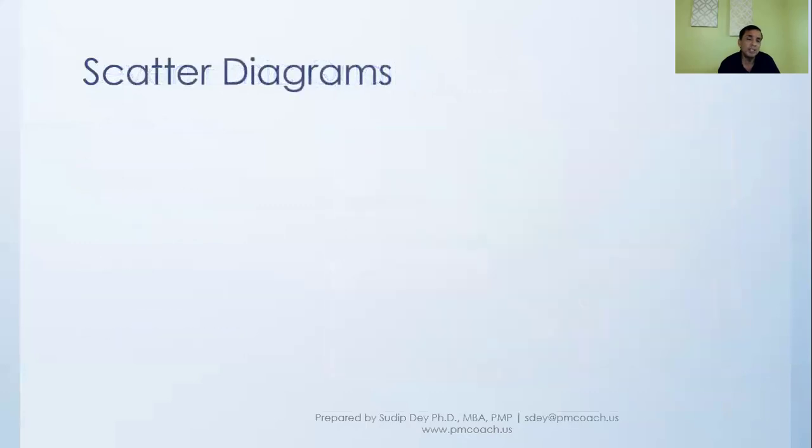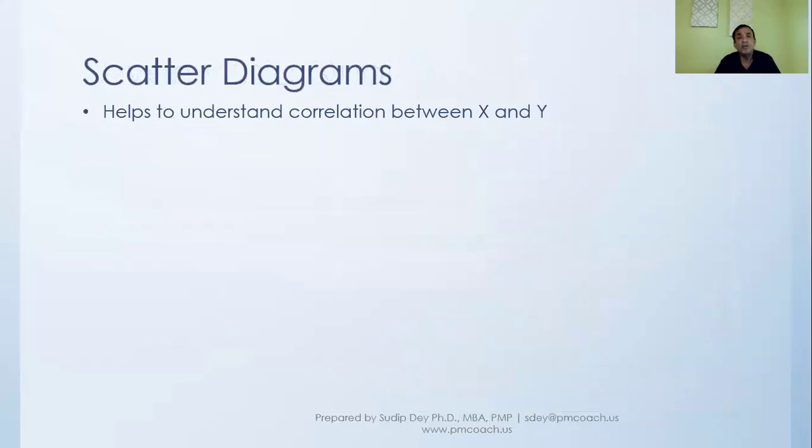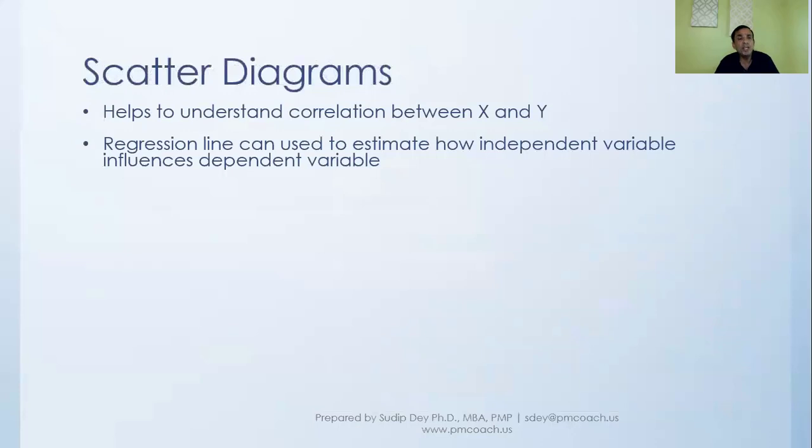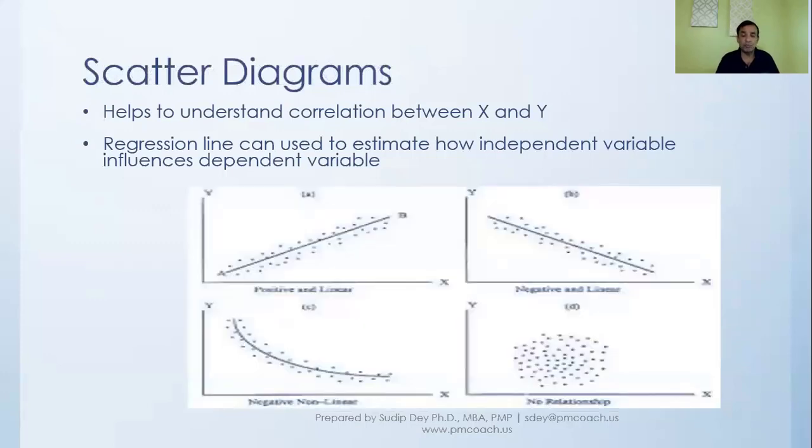So when we look at the scatter diagram, we find, as we are talking about, that it helps us understand the correlation between X and Y, two variables. And we can draw the regression line, and that regression line can be used to estimate how the independent variable influences the dependent variable. So if we take an example, in the top left we are seeing a trend line which is positive and linear.